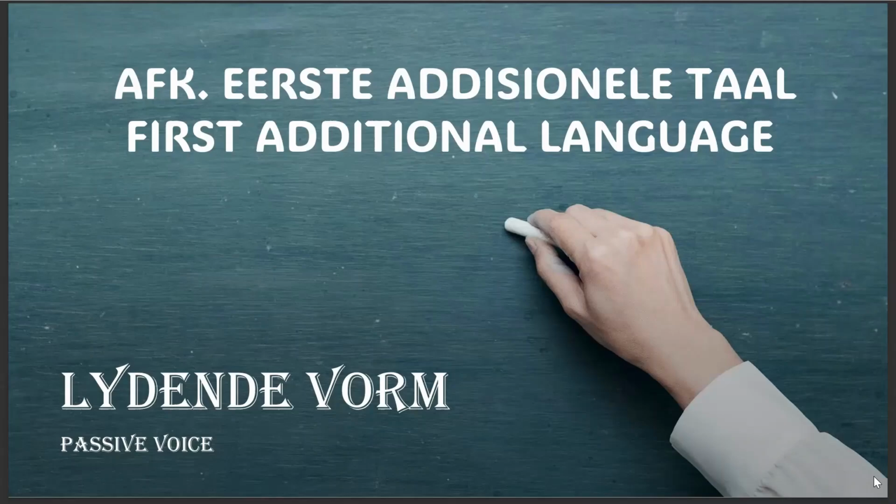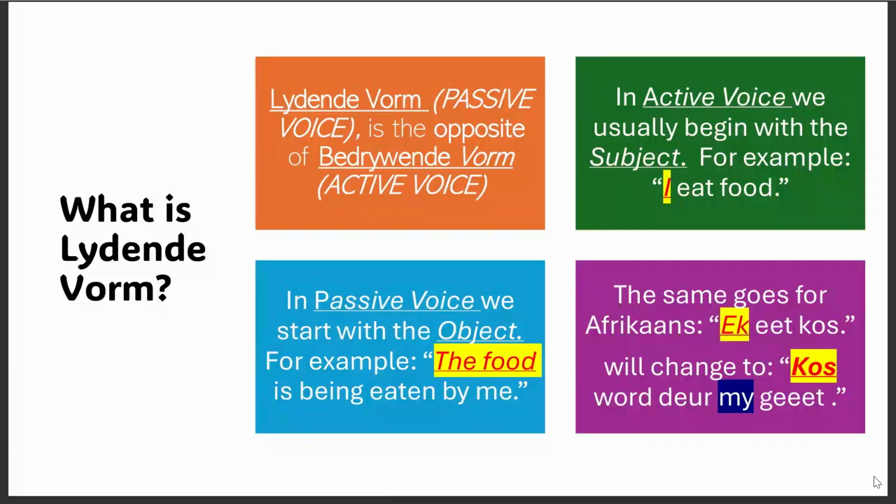So as you have been taught in class, Lydende Vorm is passive voice. And Lydende Vorm is the opposite of bedrijvende vorm, which is active voice. And with active voice, you know that we start with the subject. And I've given you an example here with a sentence that reads, I eat food. So we have the subject there highlighted in yellow and in red text. I eat food. Subject, verb, object.